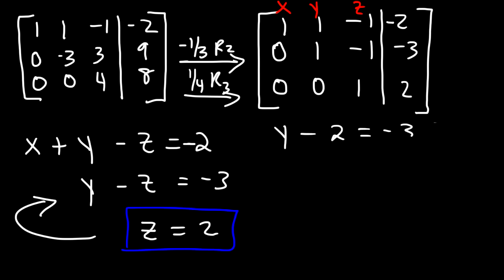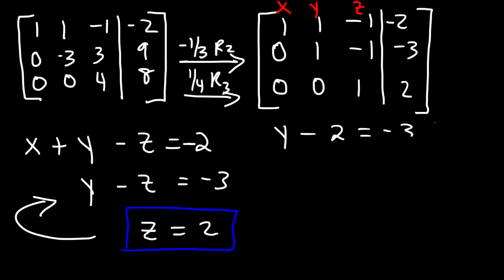Now, let's take y and z and plug them into the first equation. So we're going to have x plus y, where y is negative 1, minus z, and z is 2, equal to negative 2. Negative 1 minus 2 is negative 3. And if we add 3 to both sides, negative 2 plus 3 is 1. So x is equal to 1. Now we have the final answer. In the form of x, y, z, it's going to be 1, negative 1, comma 2. So this is the solution.